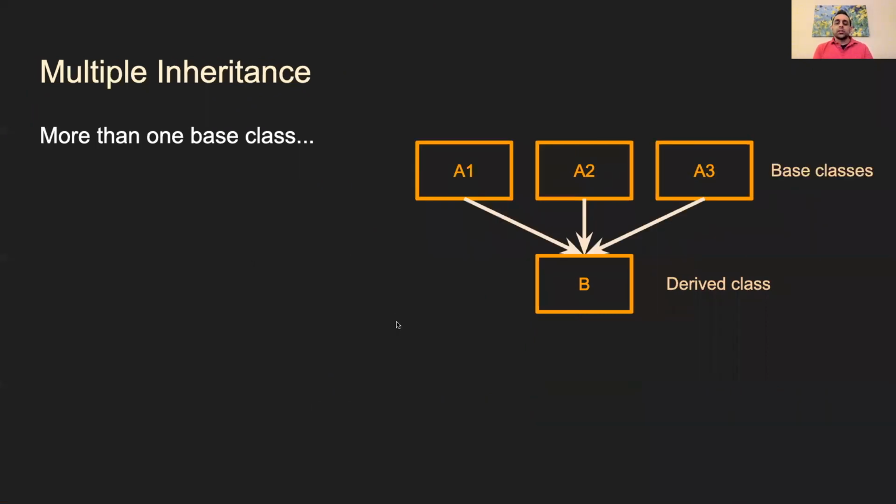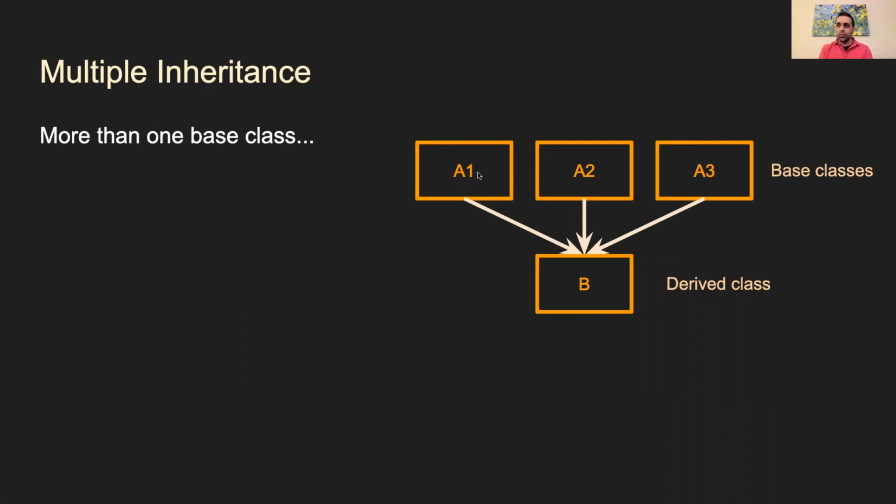So the next type of inheritance I want to talk about is multiple inheritance. This is an inheritance model where you have more than one base class. We have a simple example here in my picture. In this case, we have 3 base classes, A1, A2, and A3. And then we have a derived class B that inherits from all 3 of our base classes.